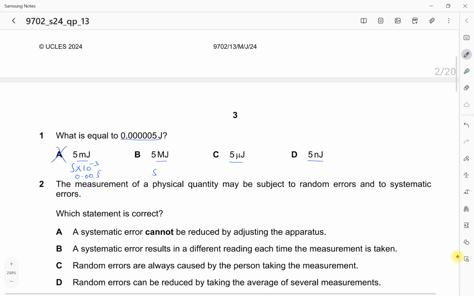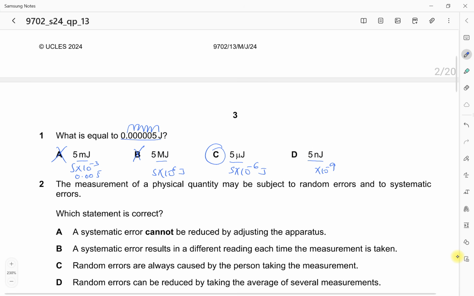Mega is of course going to be 5 times 10 to the power of 6 joules. So this is out because the power is positive. This is 5 times 10 to the power of minus 6 joules. So this is 1, 2, 3, 4, 5, 6. So the answer is going to be C. So that is 5 times 10 to the power of minus 6, which is the answer to that question. Remember nano is times 10 to the power of minus 9, which is going to have more zeros there.